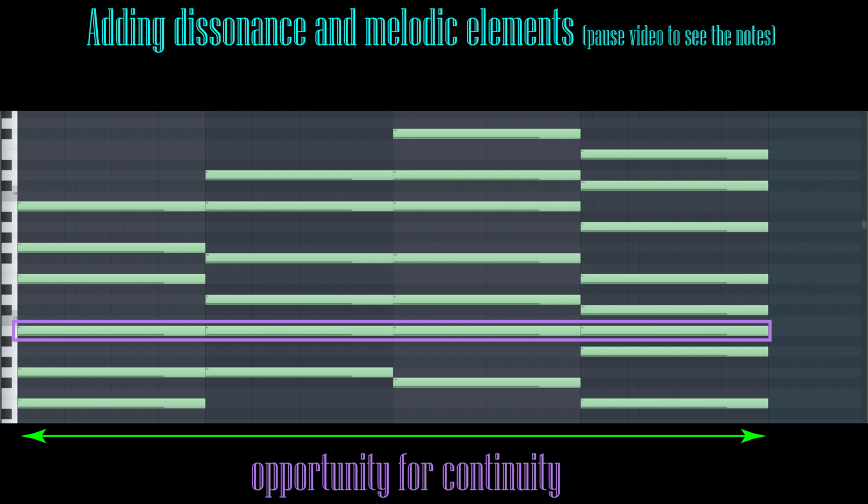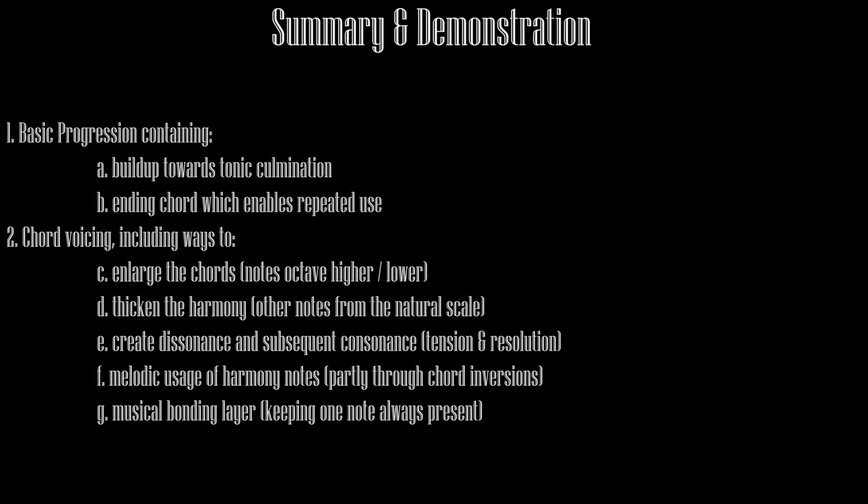To summarize and clarify, I'll use the 4-chord progression with a new melody that I wrote to demonstrate all of the composition techniques of this video one by one.